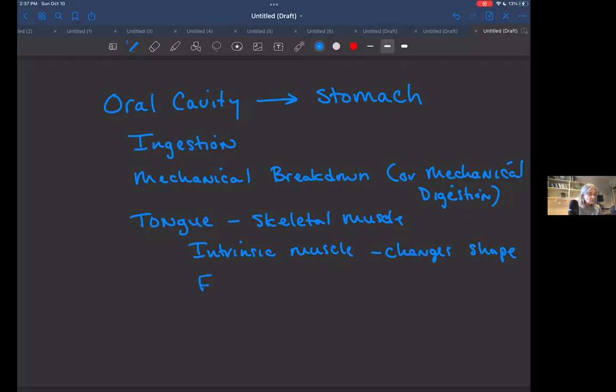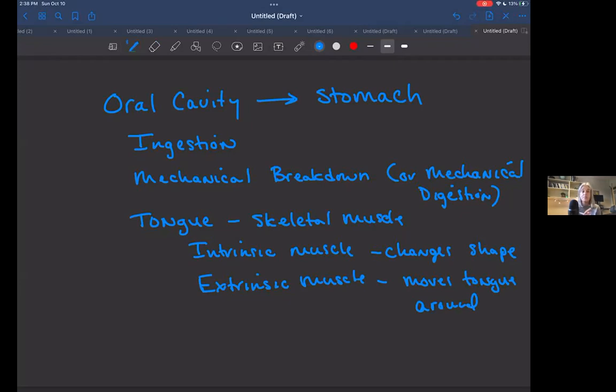Then we have the extrinsic muscle, and this actually moves the tongue around. So sticking out your tongue is the extrinsic. And the tongue actually aids in moving the food. It has a rather rough surface because of the filiform papillae on the surface of the tongue, but it also moves food underneath your teeth, and your teeth can mechanically digest the food.